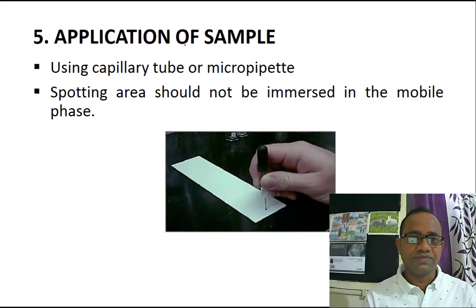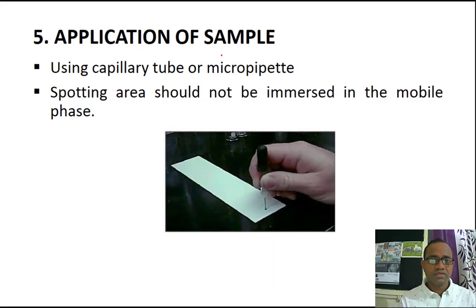So this is after the drying. Once the slides get dried, they are generally ready for the application of a sample. In the application of a sample, generally we add it with a capillary tube or a micropipette, which has a very small opening. We take a very small amount of sample into the micropipette and then put it onto the glass plate.